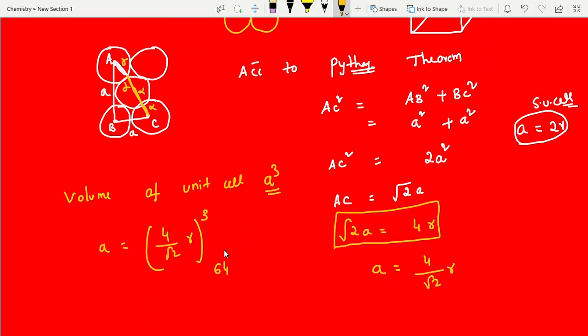A cube, A cube we are doing, no? So this is 64 by root 2 whole cube, R cube. Okay, fine. Next, root 2 whole cube. How we can simplify this one? Anyone have idea? Root 2 whole cube. How to write, students, root 2 whole cube? See, simplify.